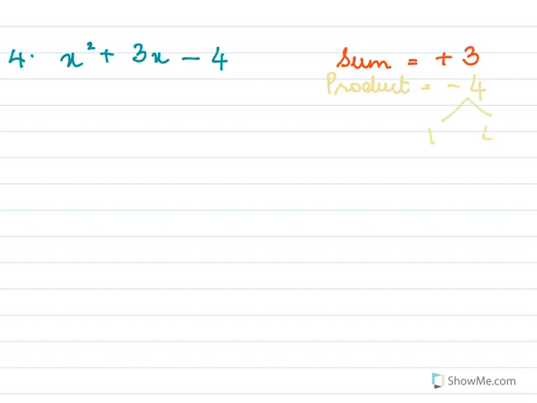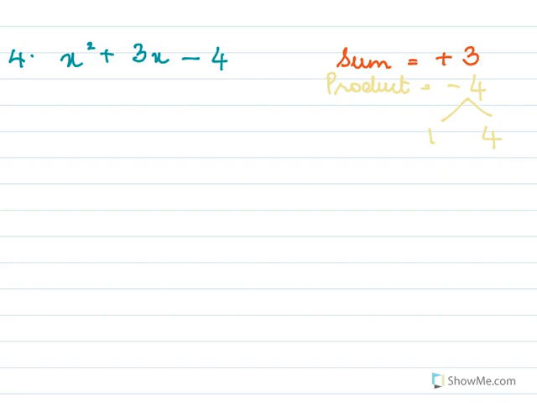Now for the fourth, we have x square plus 3x minus 4. Now we need to split 3x. So we take two numbers which, when you add them up, you should get plus 3. But when you multiply the two numbers, the product should be minus 4.